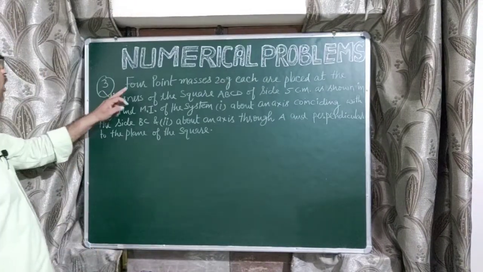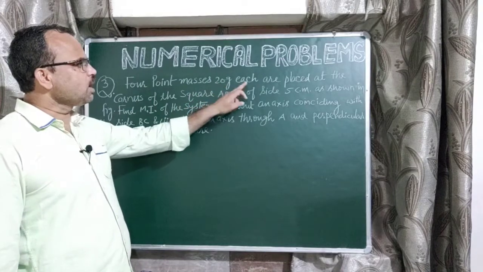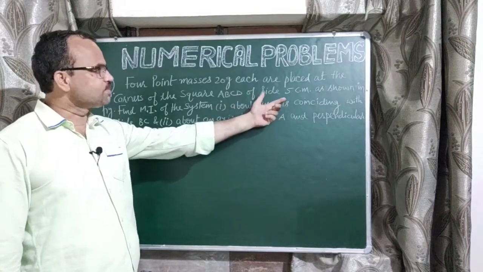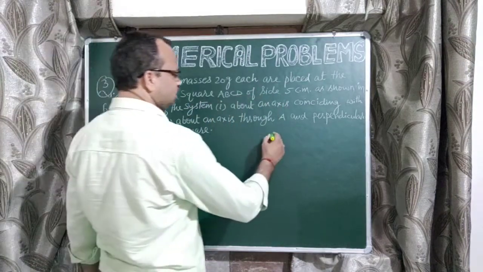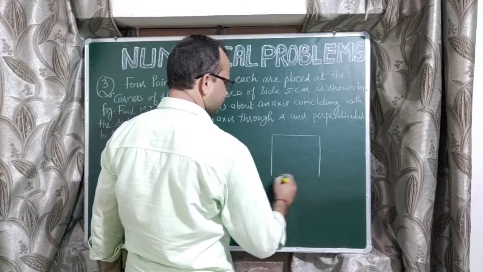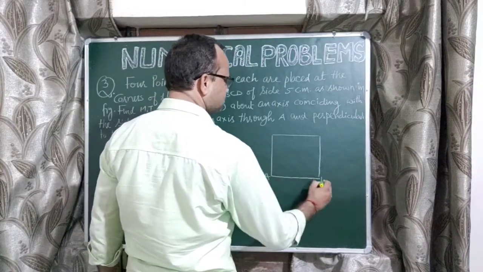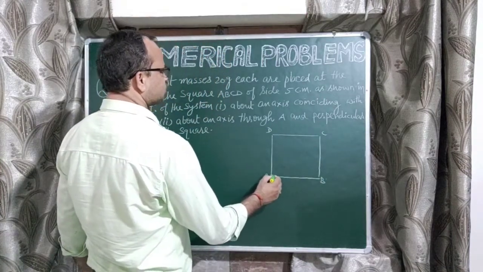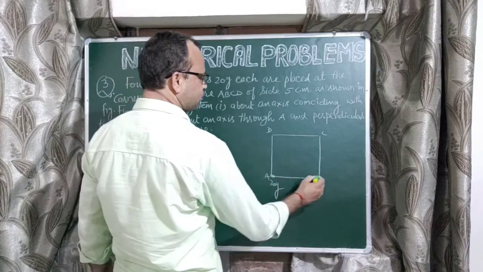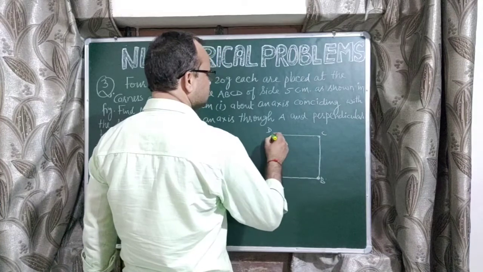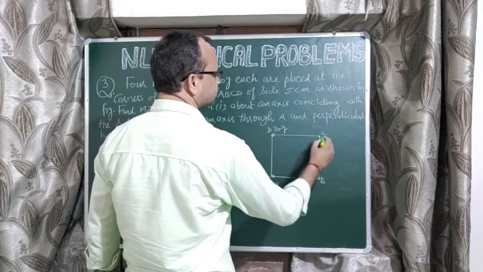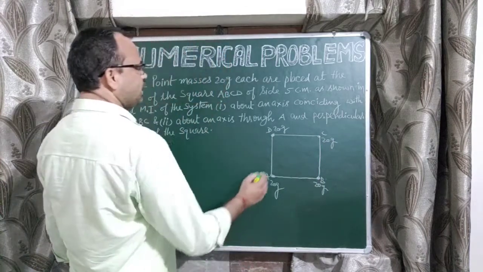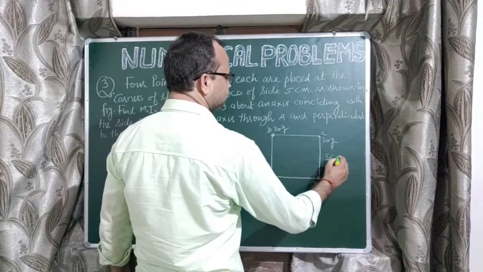Now see question number 3. 4 point masses of 20 gram each are placed at the corners of a square ABCD of side 5 centimeter, as shown in the figure, which means this is the square. Numbering A, B, C and D. Each mass of 20 gram is placed at points A, B and C, okay? 20 gram each. And the side of this square is 5 centimeter, right?